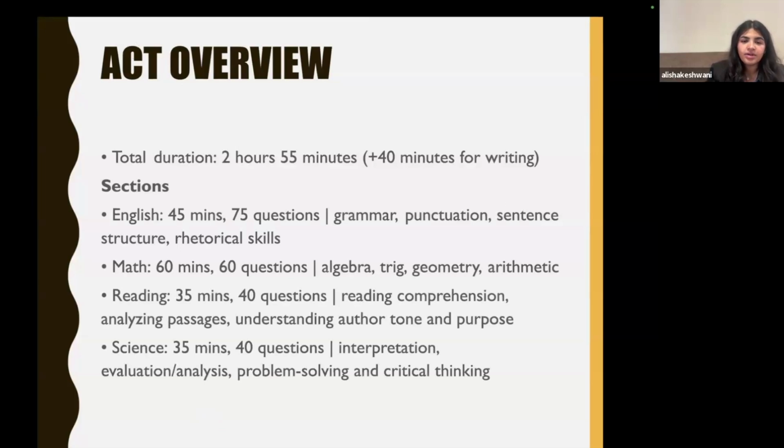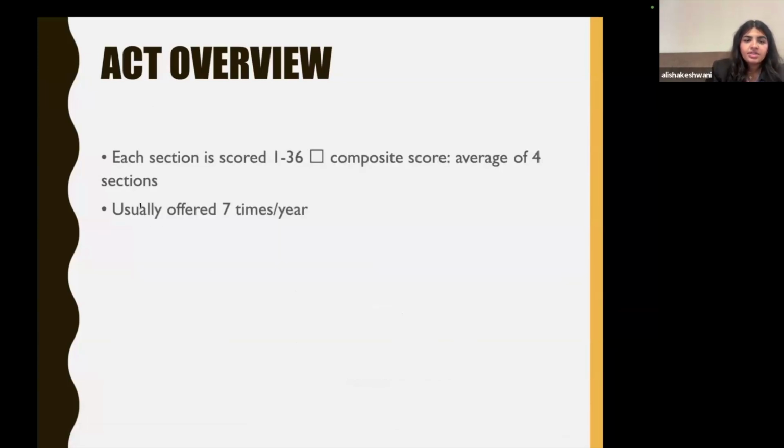For English, for example, you'll always be evaluated on grammar, punctuation, sentence structure, and rhetorical skills. In math, you'll see the same subjects on every ACT exam you take. For reading, you have the same thing where you're evaluated a lot on reading comprehension. You'll see that there are certain types of passages on every single ACT exam. For example, all ACTs have a historical passage as well as a modern passage. And in the science section, you'll have one of each of these four types of passages to read. In terms of scoring, the ACT is scored from 1 to 36. Each section is scored that way, and then the composite score is the average of the four sections. And it's usually offered about 7 times per year.